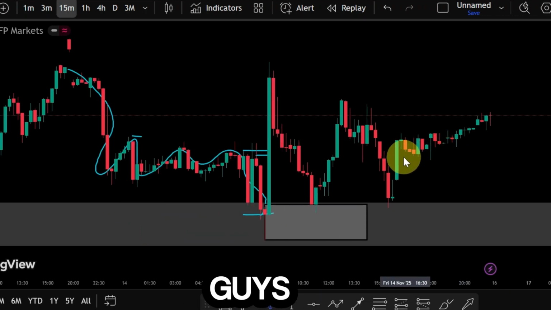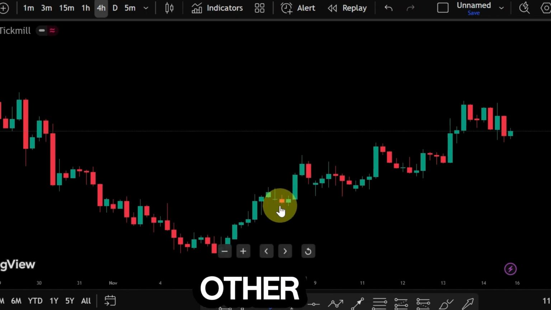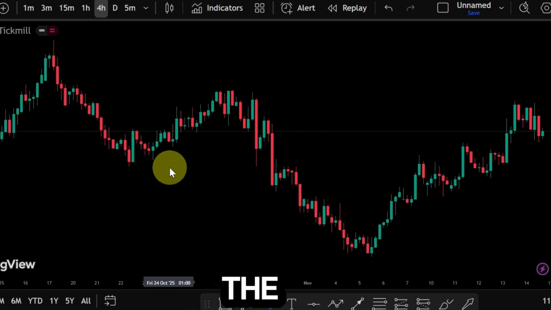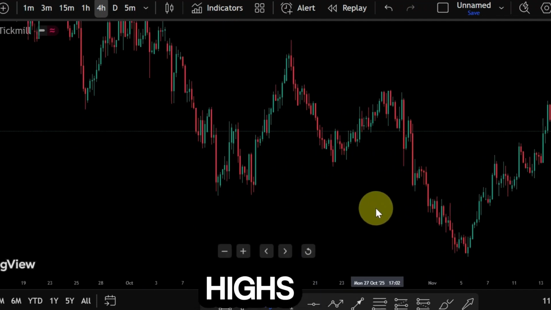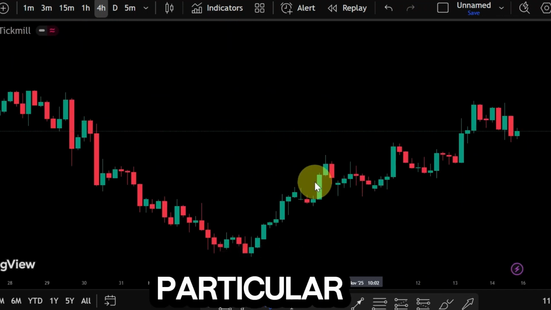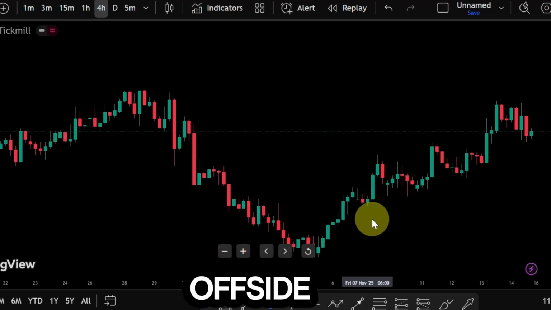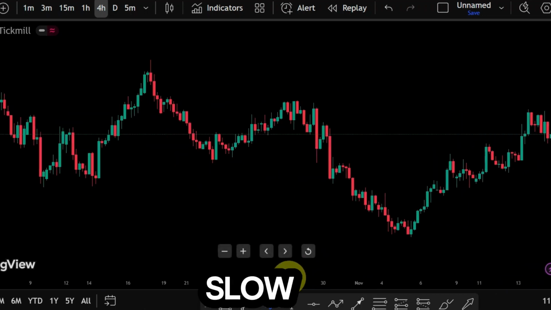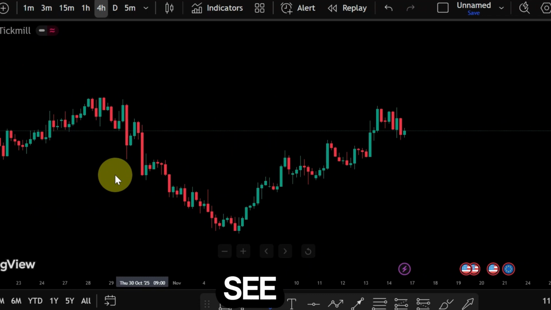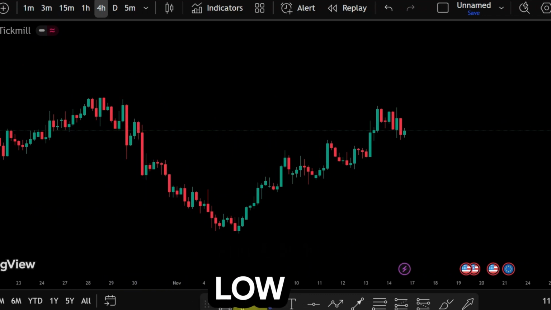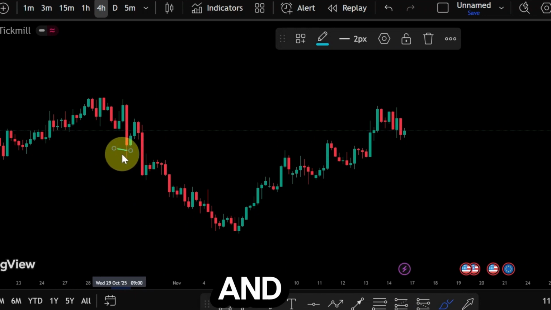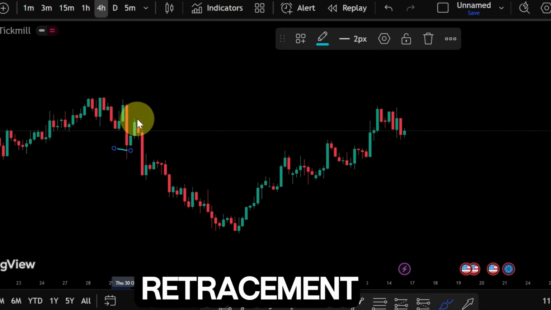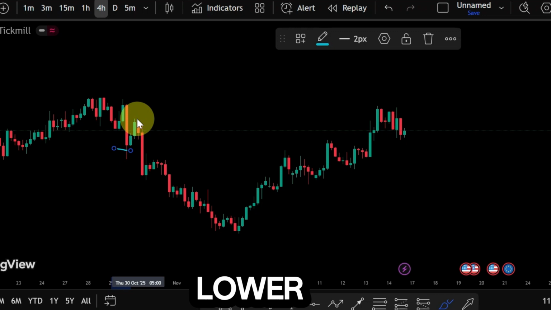So guys, let me show you another example. In this other example, if you check the chart, we were in a downward trend. The market was creating lower lows and lower highs. And then at this particular place, there was a break of structure to the upside. If I'm to explain what I'm talking about, you can see at this place there was a low, right? At this place, the market created a low, and this was a high, kind of a retracement, which means this was a lower high.